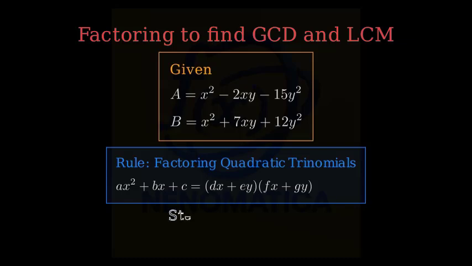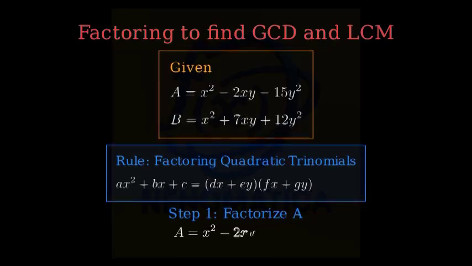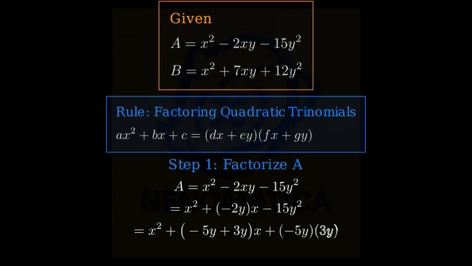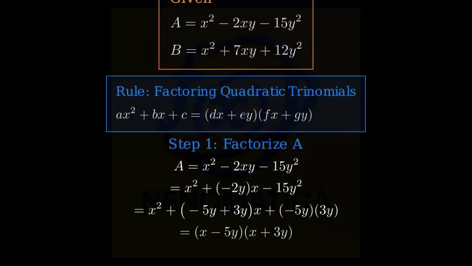Step 1. Factor the polynomial A. We split the middle term negative 2xy as negative 5y times x plus 3y times x, because negative 5 times 3 is negative 15, and negative 5 plus 3 is negative 2. Then we group and factor to get (x minus 5y) times (x plus 3y).